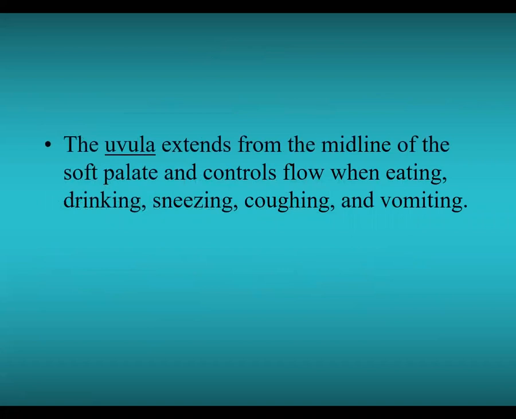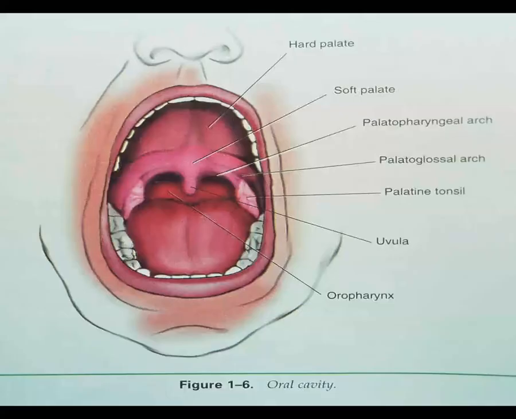So the uvula extends from the midline of the soft palate and controls flow when eating, drinking, sneezing, coughing, or vomiting. So these are the things that we do without thinking about it, and these things in our mouths are already set up by the good Lord to do what they're supposed to do as we eat, drink, swallow. If we vomit and the liquid's coming up from the back way versus going down from the front, our body knows how to open up and let all that out. It's just amazing.